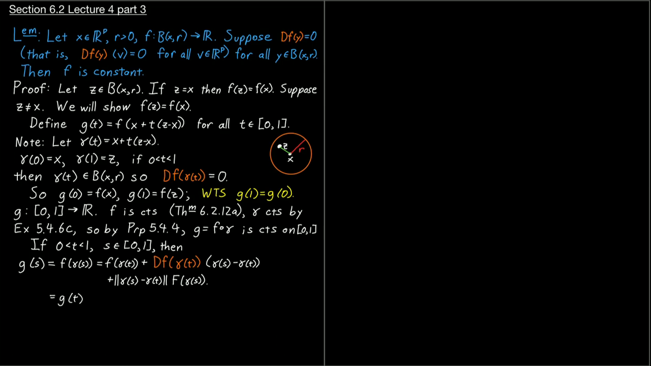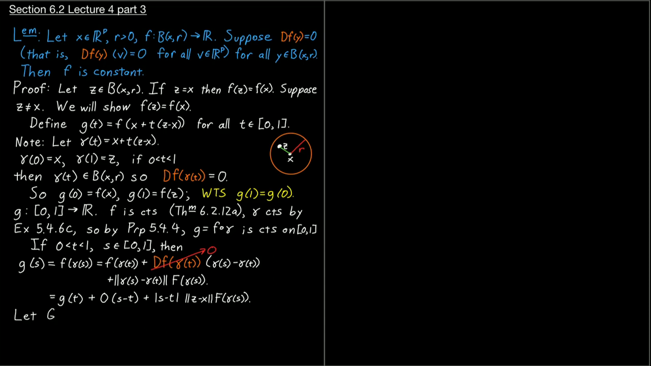F of gamma of t is just g of t. And then dF of gamma of t, we remember, this is 0 everywhere, so I don't even have to write that down. I am going to go ahead and write 0 times s minus t. It's just adding a 0, then an s minus t. And then the distance from gamma of s minus gamma of t, that's s minus t times z minus x. And then f of gamma of s.